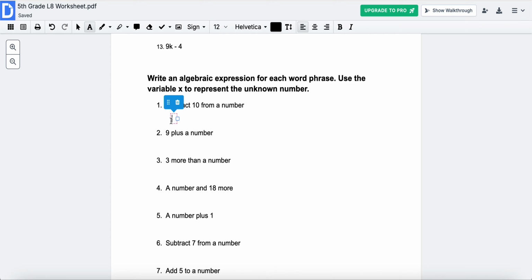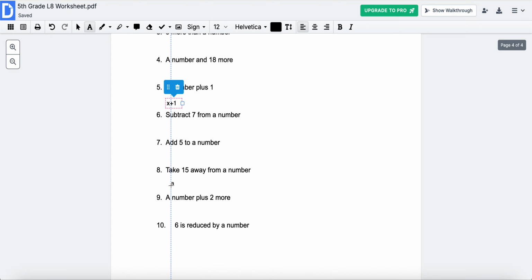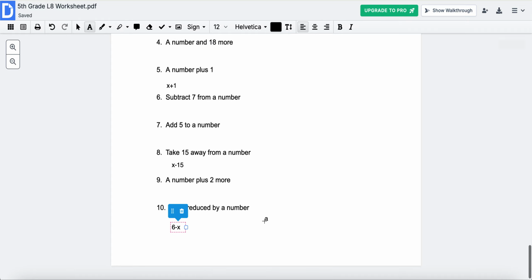Number 1, subtract 10 from a number. You will just do x minus 10. A number plus 1: x plus 1. Take 15 away from a number: x minus 15. 6 reduced by a number: 6 minus x. Like these, try them yourself and good luck.